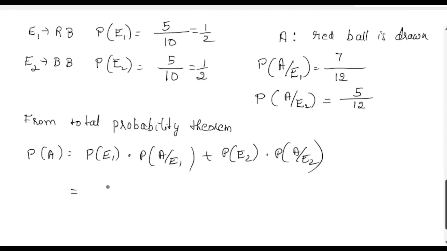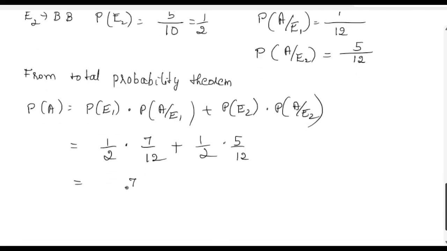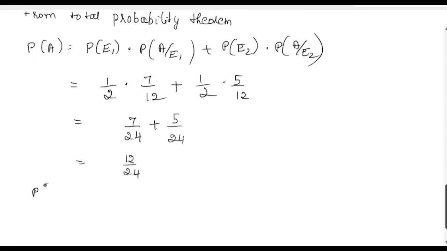Substituting the values, we get P of E1 is half into 7 by 12 plus P of E2 is half into P of A by E2 is 5 by 12, which is equal to 7 by 24 plus 5 by 24, which is equal to 12 by 24. So P of A equal to 12 ones are 12, 12 twos are 24, half. So the probability that a red ball is drawn when 2 additional balls are added to the bag is 1 by 2. This is the answer.